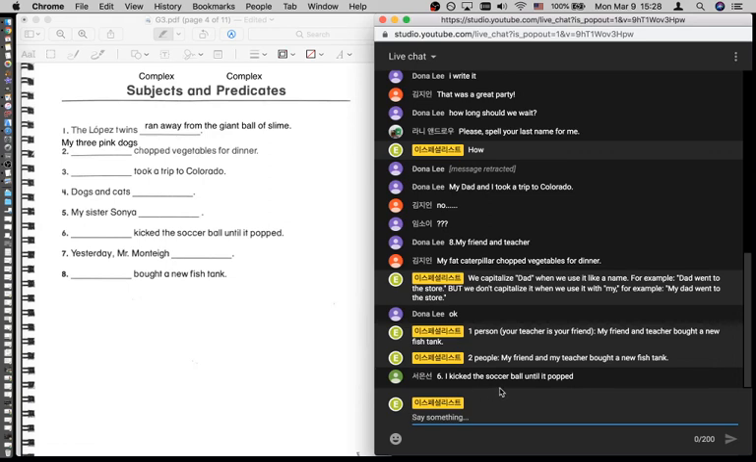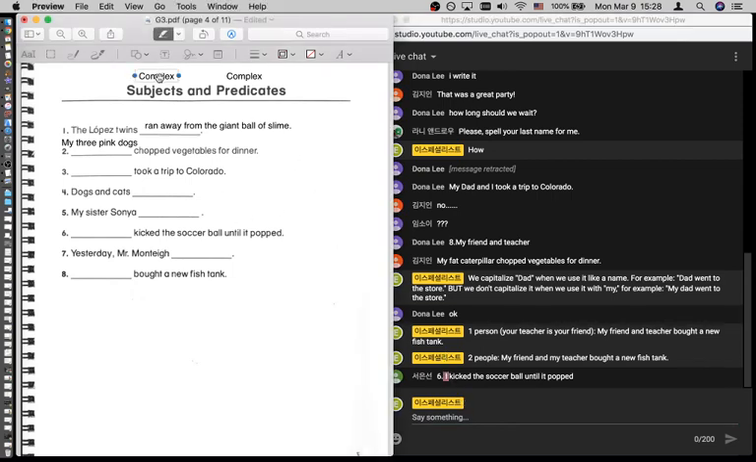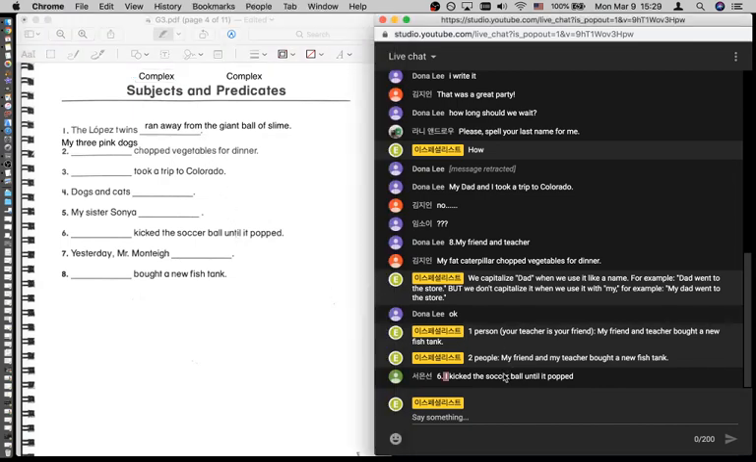I kicked the soccer ball until it popped. Okay, this is a correct sentence, but that is a simple subject. All you have is I, that's just one word. We want a complex subject, so we want a little bit more than just I. This is what complex means. Complex means more than just one word, more than just one thing.